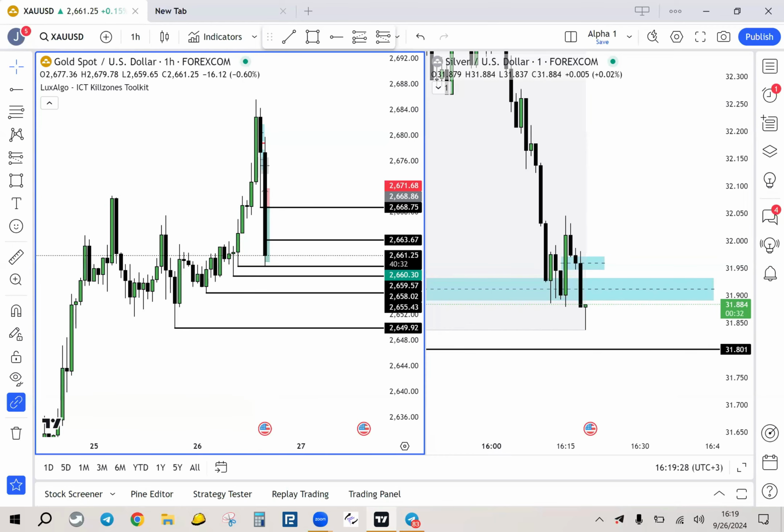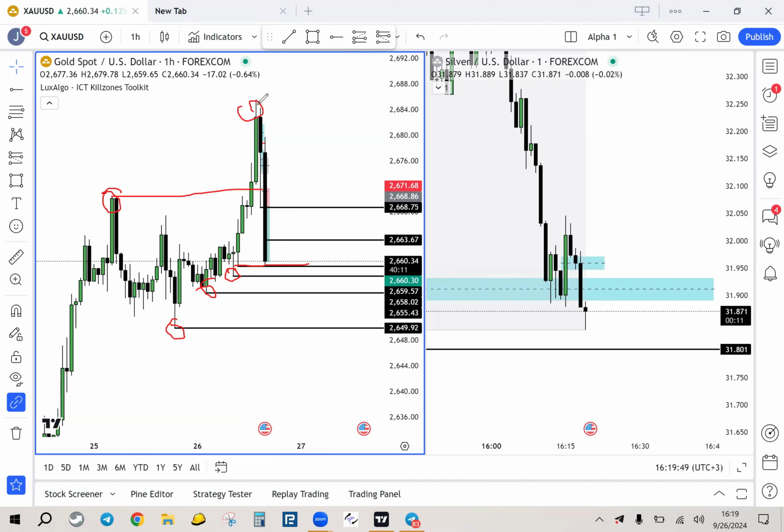So now I want you to think about the possible draws on liquidity. We have that intermediary swing low, then we had London low, then we have Asia low, and then we have the low of yesterday. Now I want you to look at the previous and the most recent higher highs. We had this high, and then we went above it with that high. What's the lowest low in between these two highs? It's this one over here, yesterday's low.